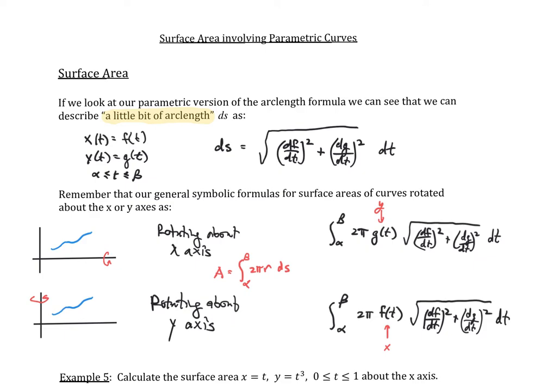So I'm going to highlight both of these formulas. These will be what we use to solve our problems. And that's rotating about the x-axis. And then this bottom one is rotating about the y-axis. All right. Let's take a look at an example. Let's look at example 5.